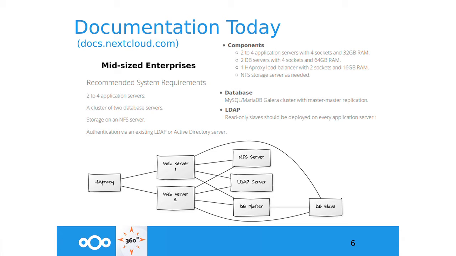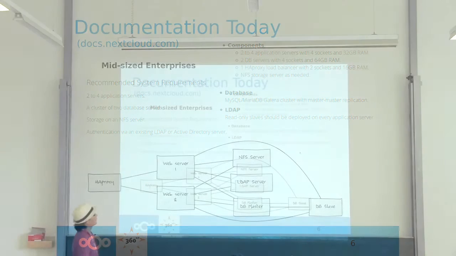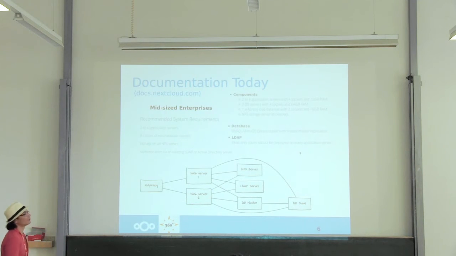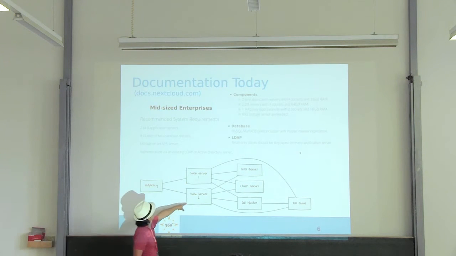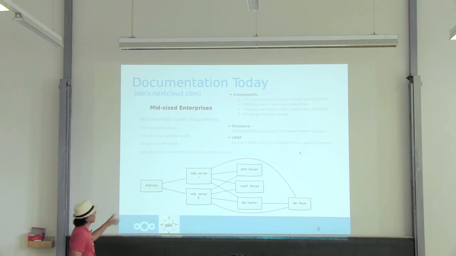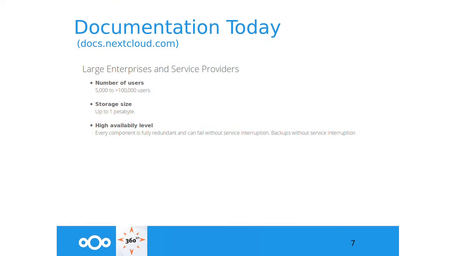This is actually the picture that I saw, and then I read a little bit further and read database, MySQL, MariaDB, MariaDB Galera cluster. So that's not what this picture shows. This is the old database picture, so I think this picture needs to be updated first. There's also always an LDAP slave missing that should be here and here, I think. So this picture needs to be updated a little bit.